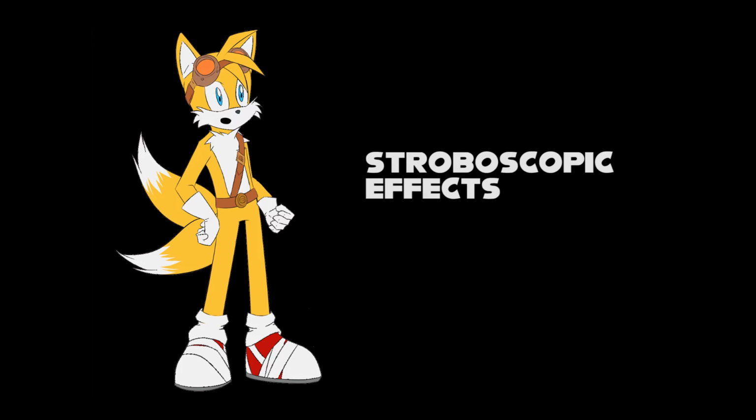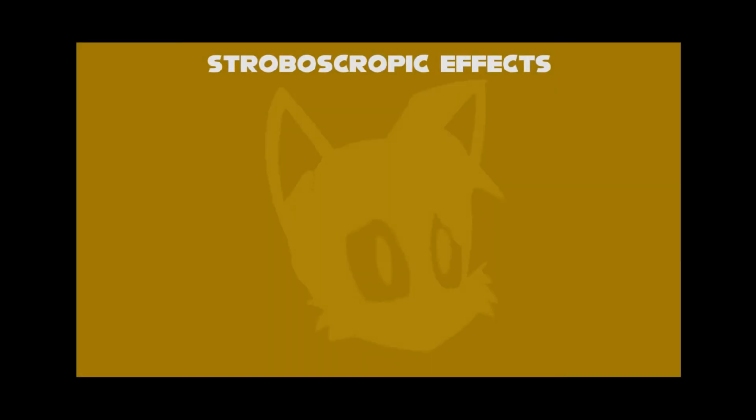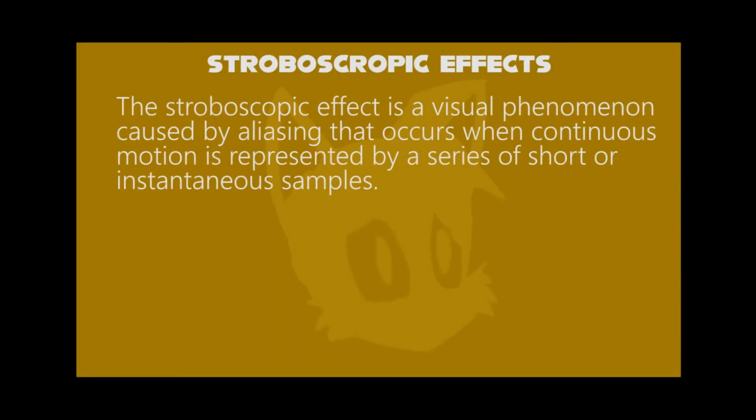We will learn about stroboscopic effects. This is a bonus topic from rotational motion. A stroboscopic effect is a visual phenomenon caused by aliasing that occurs when continuous motion is represented by a series of short or instantaneous samples.